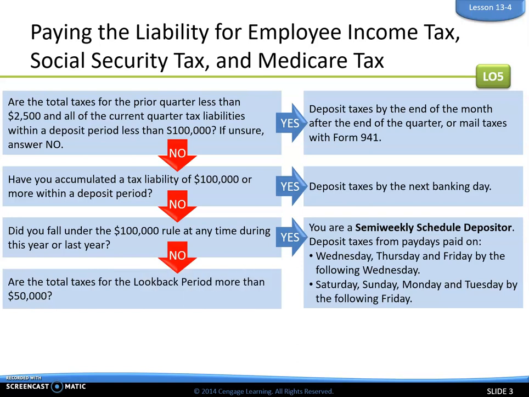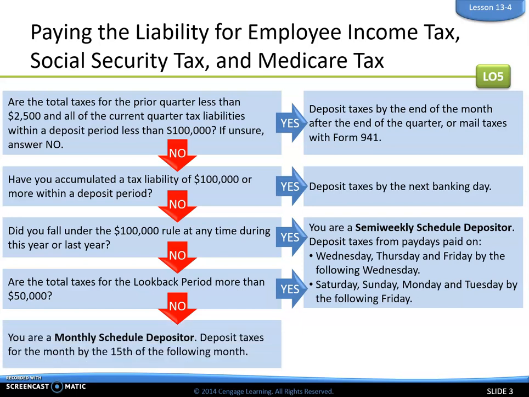If we were to say no to that question, our next question is, are the total taxes for the look-back period more than $50,000? If that's a yes, we would be a semi-weekly scheduled depositor, just like the one before. If we were to say no, then we're going to be a monthly scheduled depositor. That means that we would deposit taxes for the month by the 15th of the following month.